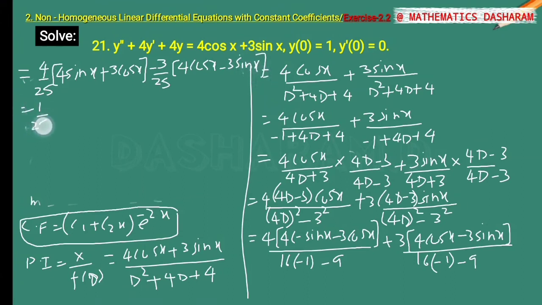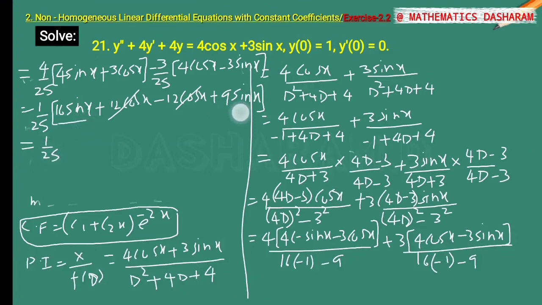Now take 1 by 25 common, and 4 multiplied inside: 16 sin x, 4 3s are 12 cos x, minus 3 4s are 12 cos x, minus into minus plus 9 sin x. Here plus 12 cos x minus 12 cos x cancel, 1 by 25, 16 sin x plus 9 sin x is 25 sin x, 25 cancel, then the particular integral is sin x.